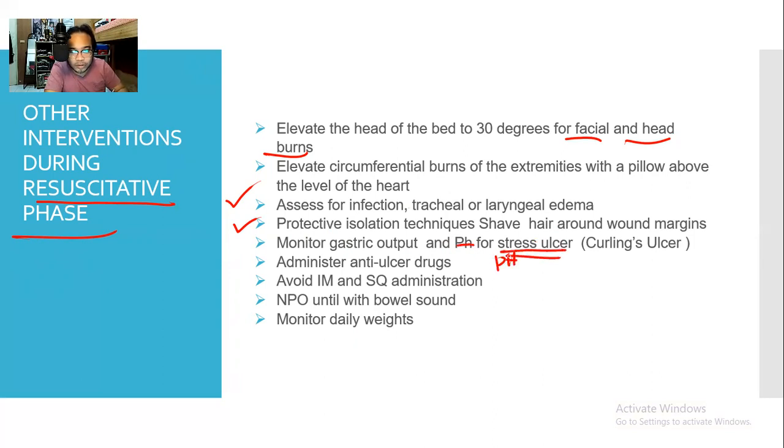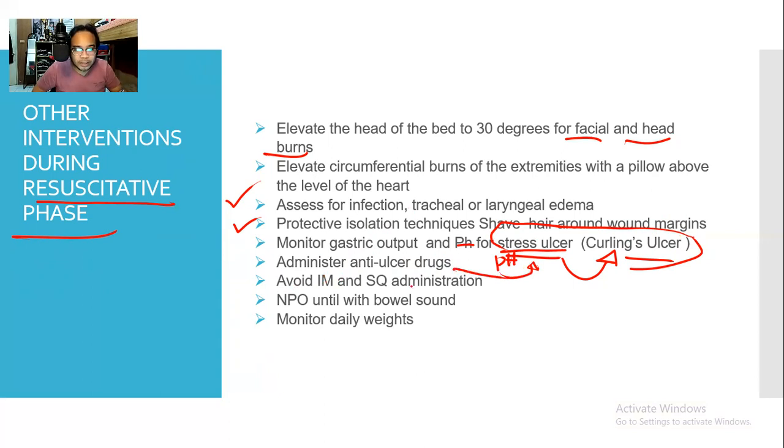pH for stress ulcer. Yung stress ulcer natin, that is your Curling's ulcer. Ito talaga, i-remember nyo ito, class ha. Basta magka-burn yung patient, they are at risk for having ulcers din. Okay, sa ating gastric organs, sa stomach, maybe sa ating intestines as well, because of your stress ulcer or your Curling's ulcer. Ito talaga yung ulcer ng ating burn. Okay? Administer anti-ulcer drugs. Yes, para ito to prevent this one.